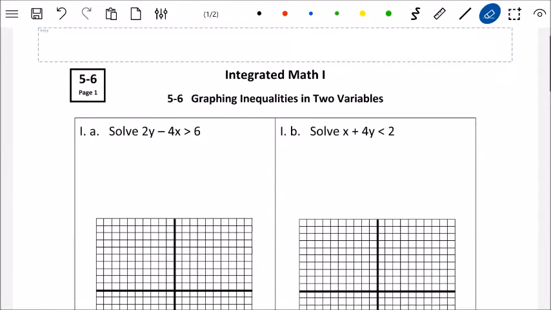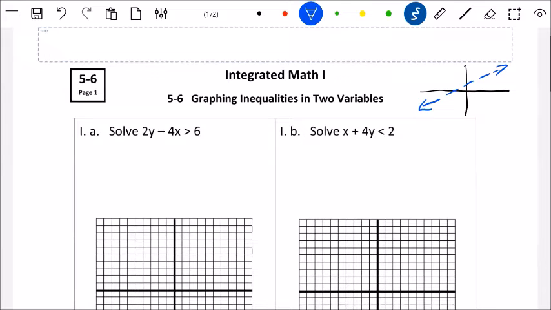Welcome. Let's graph some inequalities, and we're going to do them with the two variable ones. Let's talk about the idea of what's happening here. We're going to simply graph a line, and let's say it was a dashed line like that.